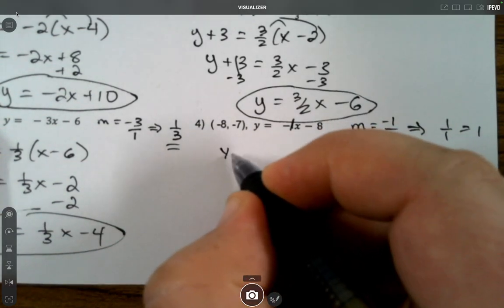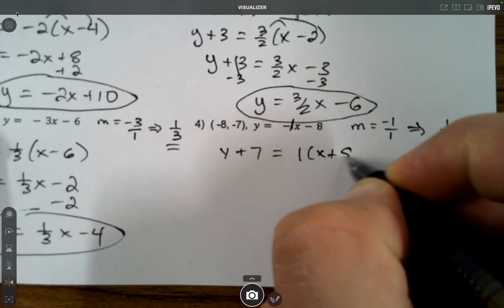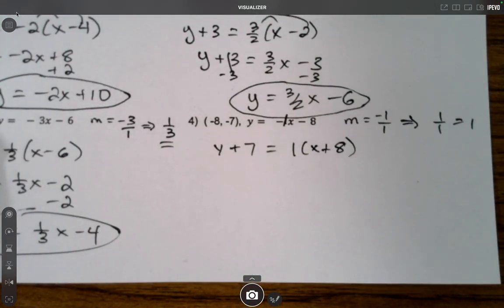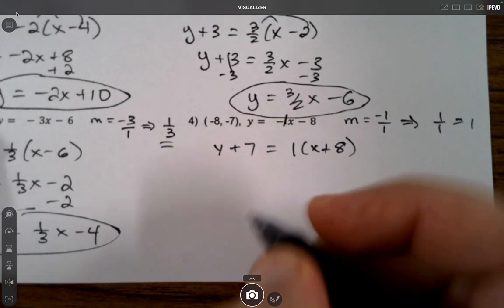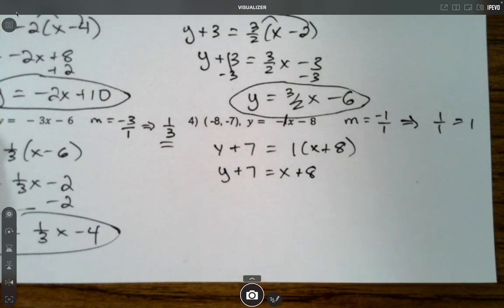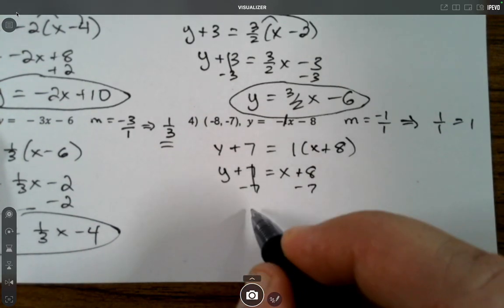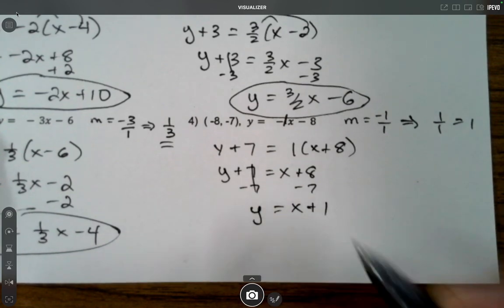So we'll do y plus 7 equals 1 times x plus 8. Distributing the 1 doesn't change anything. We just can write x plus 8. Then to get the y by itself, we subtract 7 from both sides. We get y equals x plus 1.